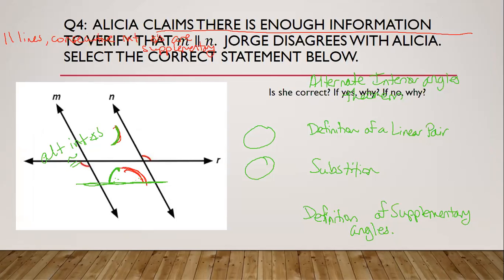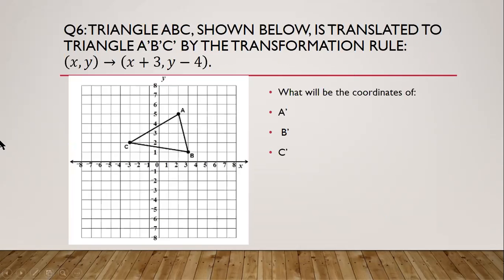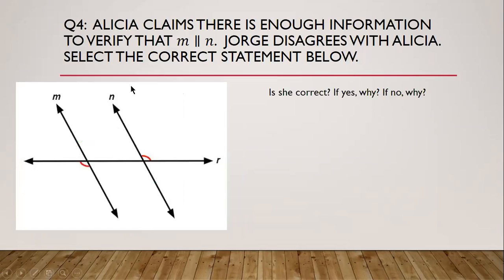Alicia claims there is enough information to verify that M is parallel to N. George disagrees with Alicia. So I didn't put the statements below, but we see that we have this angle congruent to this angle, right? By the angle markings. If they have the same number of arcs, then they're congruent, okay?